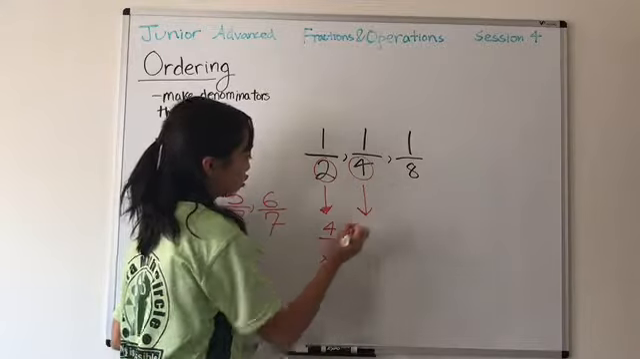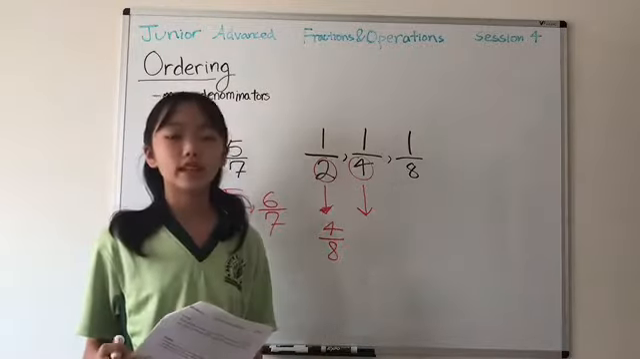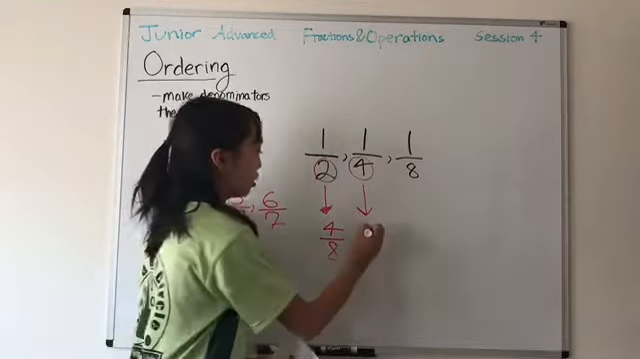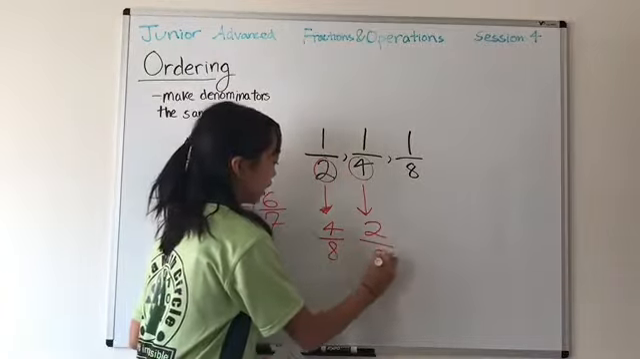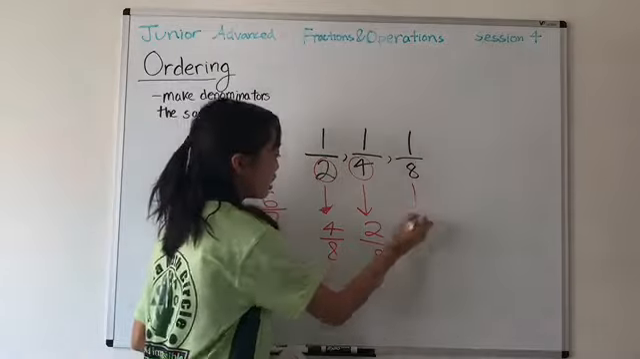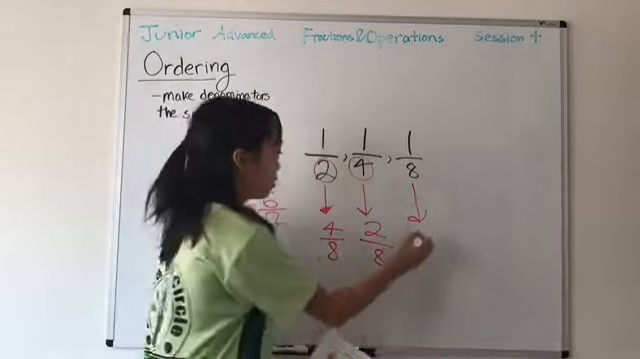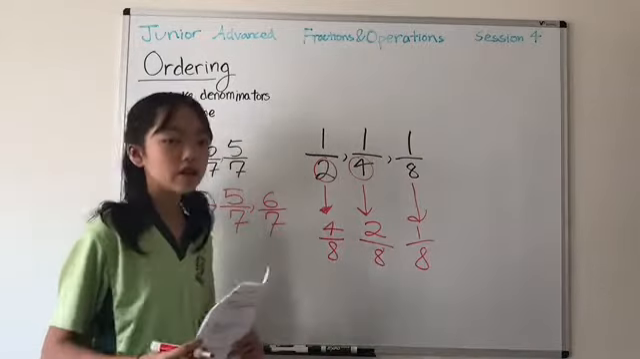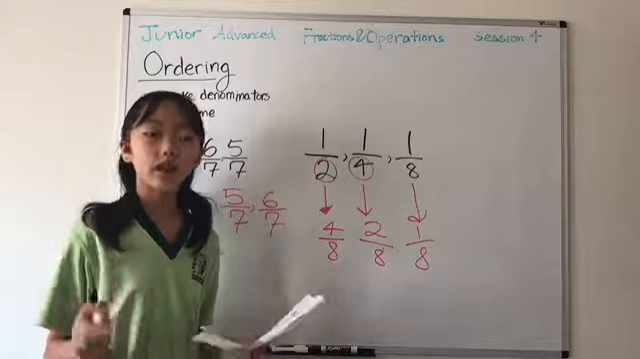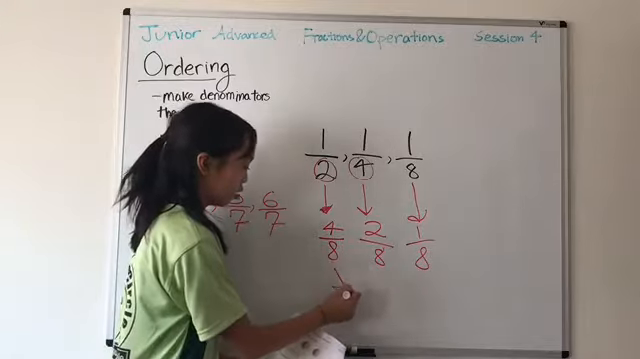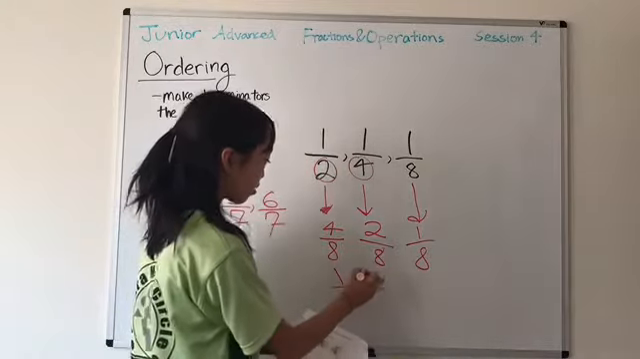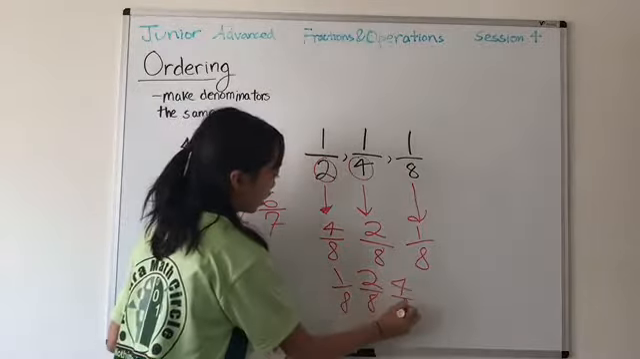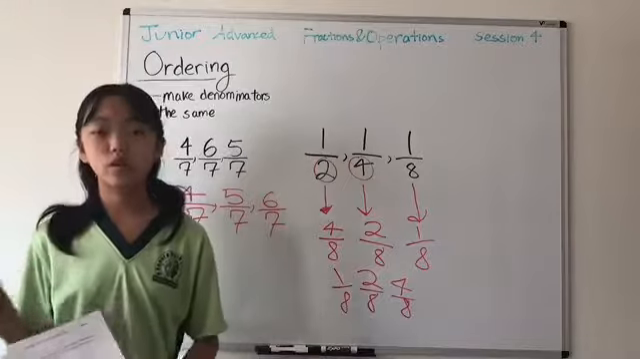For this next fraction, we want to multiply it by 2 because 4 times 2 is still equal to 8. So it'd be 2 over 8. And for this last fraction, it would just stay the same because its denominator is already 8 and no changes are needed. So now if we want to order it from least to greatest, then it would be 1 over 8, 2 over 8, and 4 over 8. And that would be our ordered form.